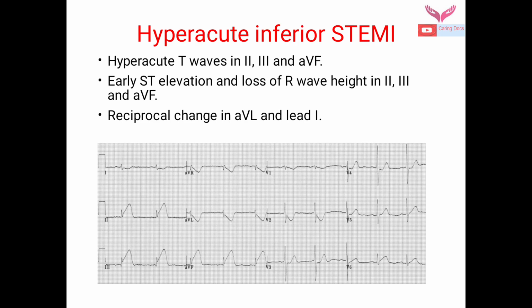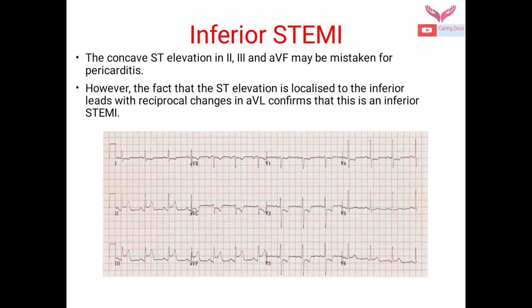Hyperacute inferior ST elevation MI is shown in this ECG. Here we can see tall or hyperacute T waves in leads 2, 3 and aVF, and early ST elevation and loss of R wave height in leads 2, 3 and aVF. Reciprocal changes in aVL and lead 1 can also be seen.